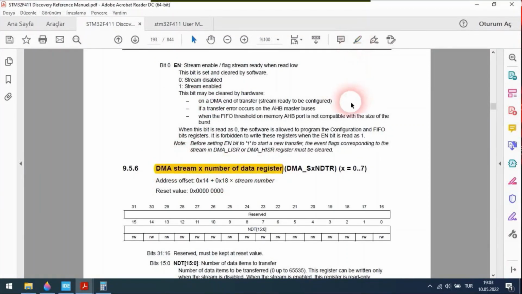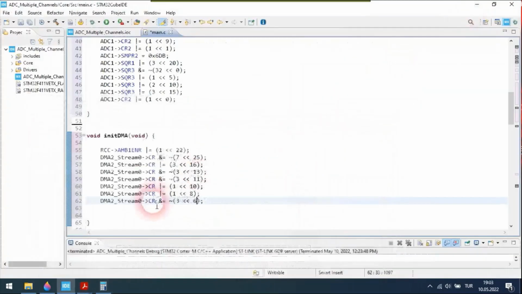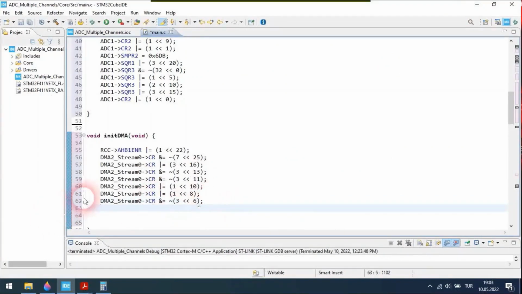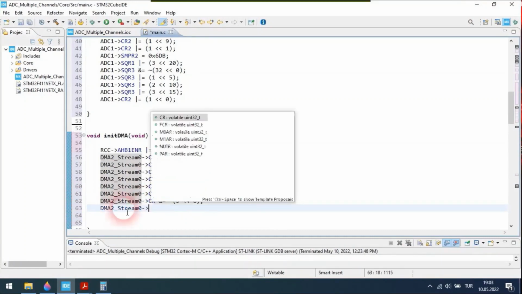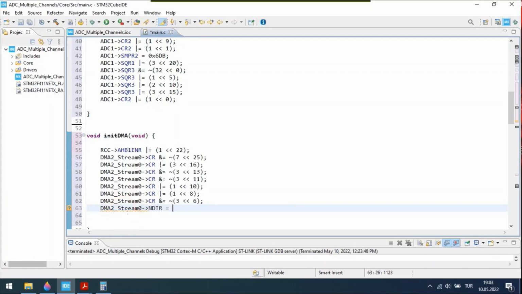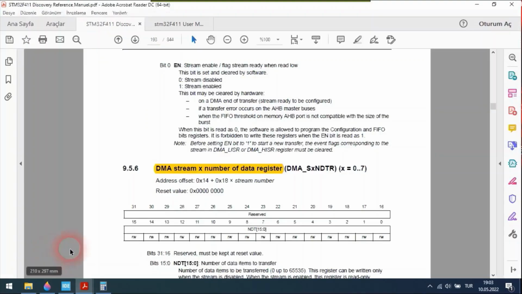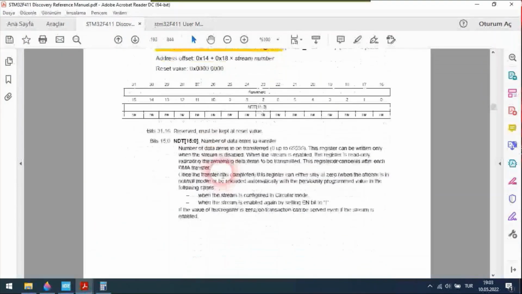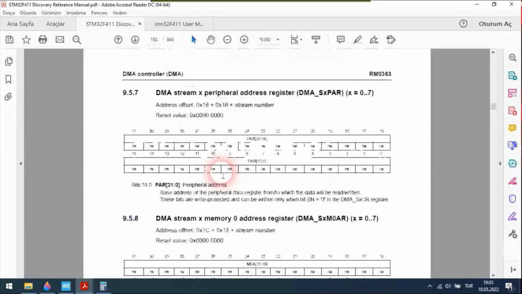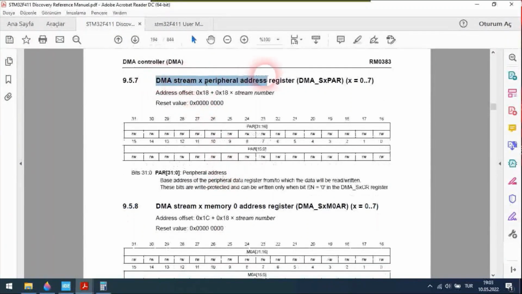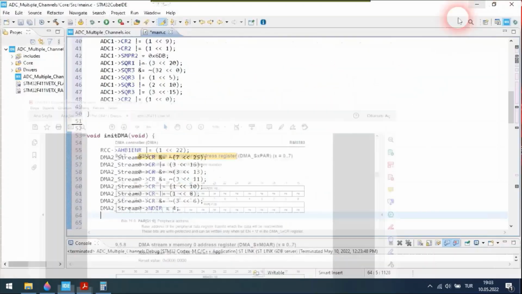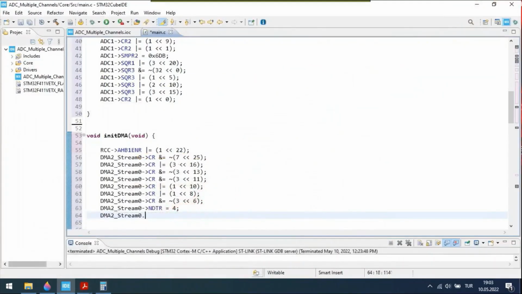Stream number of data register. Shortly, how many channels are there to read? Stream peripheral address register. This is the address where we read data from. And that is ADC regular data register.